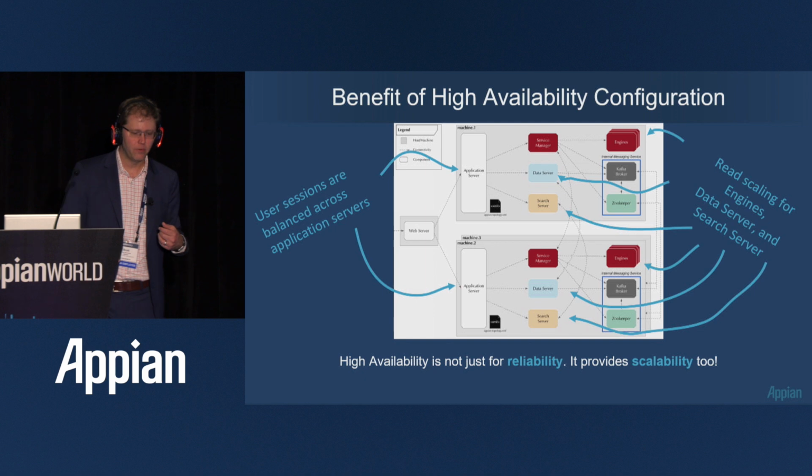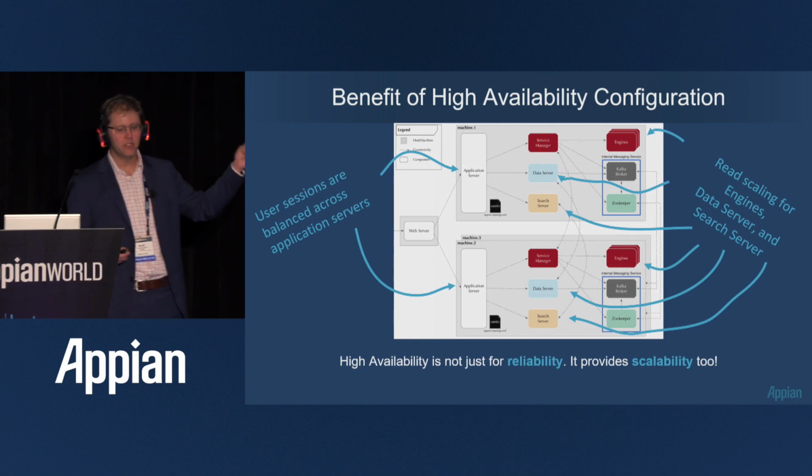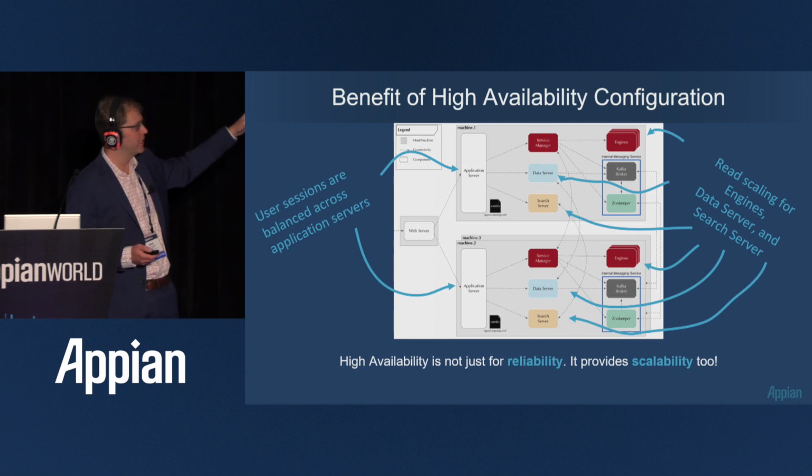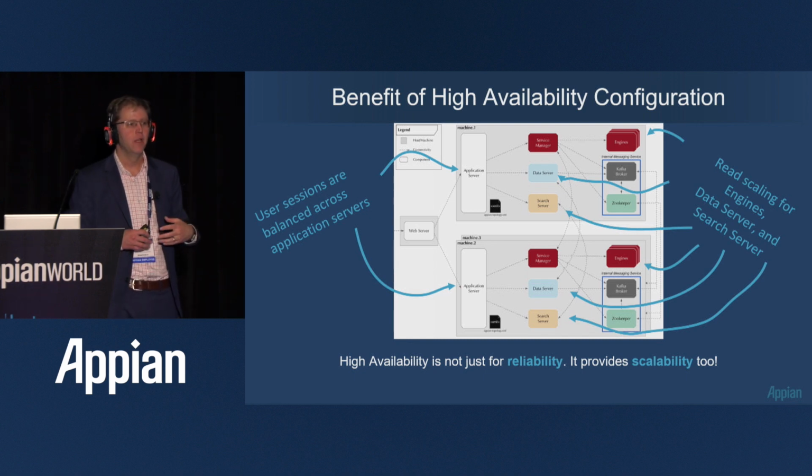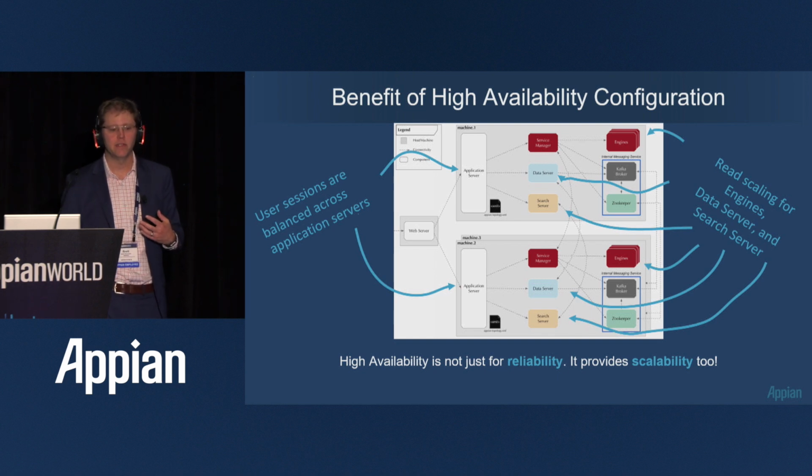And that's also true for everything else. So the engines also read scale, the data server read scales, and the search server. We have read scaling on all of those elements. So high availability really is the first answer to higher capacity. And if you're in cloud, that's available with Premier support. So you just get high availability when you have Premier support, and you'll get all of these benefits that I'm talking about.